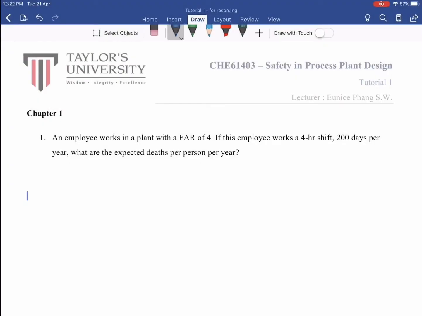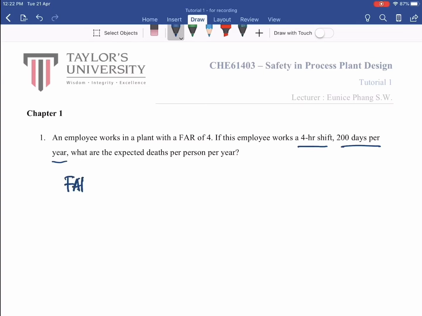Question 1. An employee works in a plant with a FAR of 4. If this employee works a 4-hour shift, 200 days per year, what is the expected death per person per year? This is very straightforward. We can straight away go back to the formula booklet and get the formula of FAR out. So we are going to write it down here.